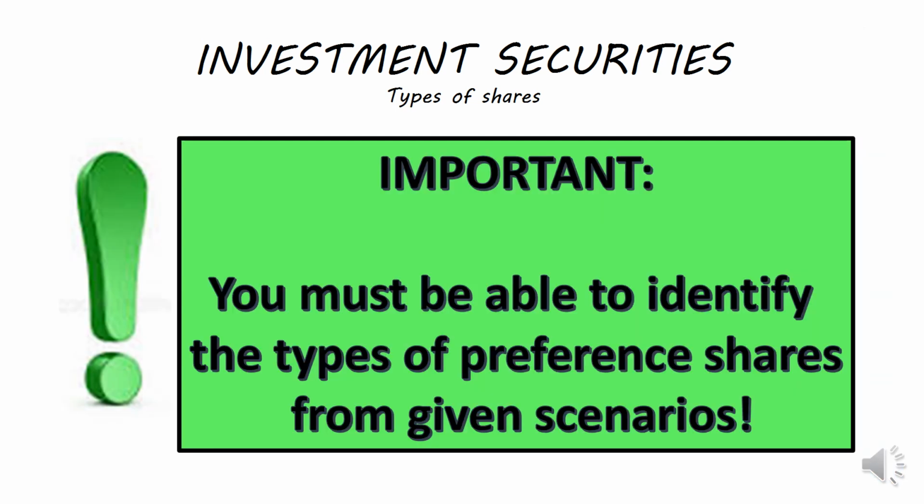Right, and then once again, you must be able to identify the types of preference shares from given scenarios. In the same way as with the other shares, if they give you a scenario, you must be able to identify whether it is cumulative or non-cumulative or convertible or non-convertible, or whatever the case may be. Yeah, that is important. That's how they ask it.